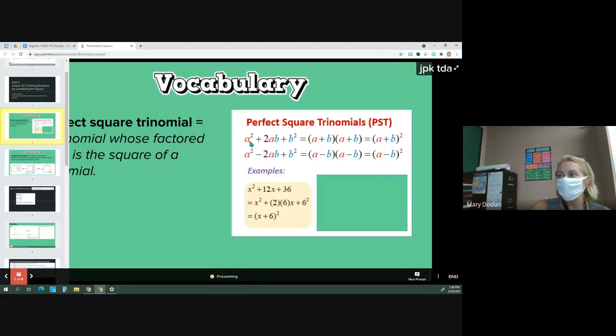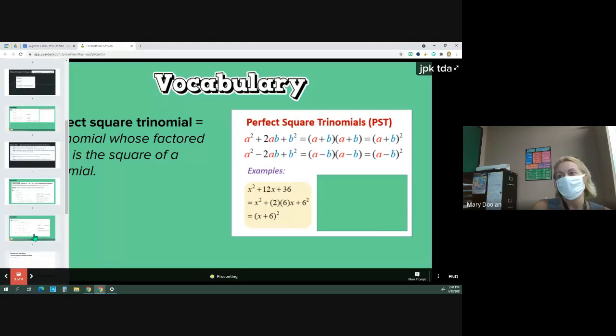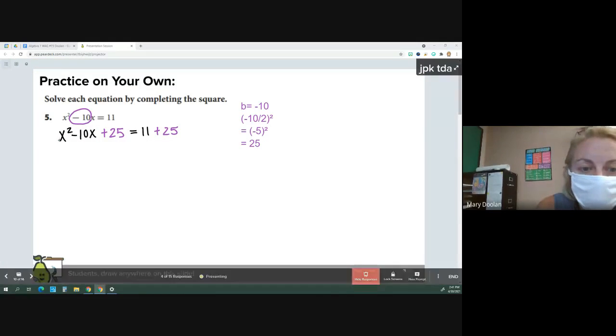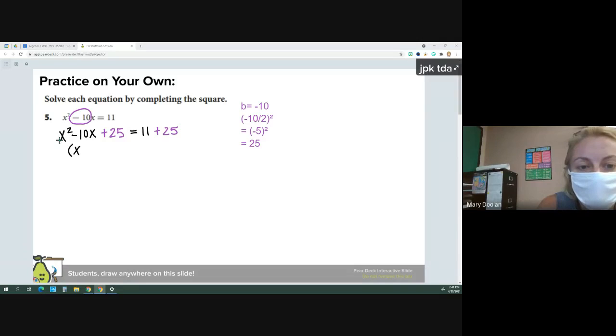We have a squared and b squared. And so what I need to put in the parentheses is what is being squared here and what's being squared here. So basically you take the square root of whatever this term is and the square root of whatever this term is, and then you can put it in here singular, a plus b. So like the square root of x squared is just x. And then we have the subtraction sign. And the square root of 25 is 5. Okay, and then that binomial is squared.